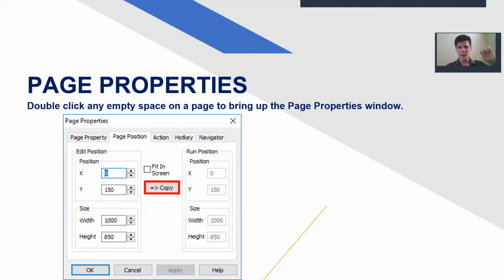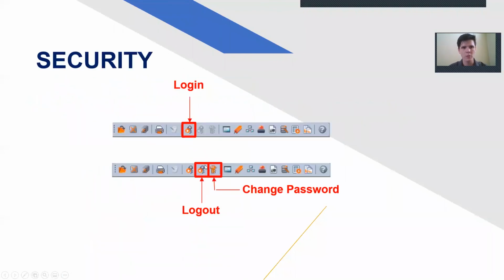Unlike in math, where going down is negative on the X and Y axis, here going right is positive and going down is positive. So this is going to go right 0, and then go down 150. So the page is going to run 150 pixels below the usual starting point of 0, 0. And then the width and the height of the page is going to be 1,000 by 850. So that's how you do the page properties.